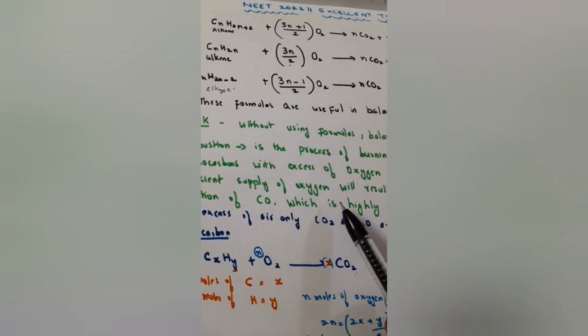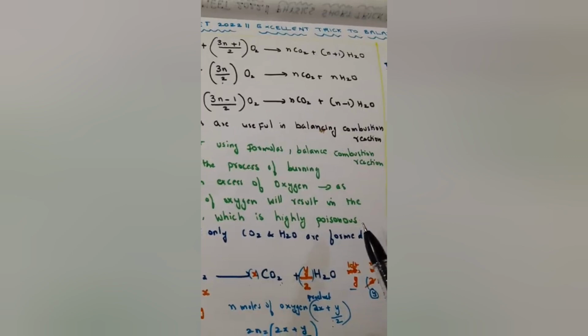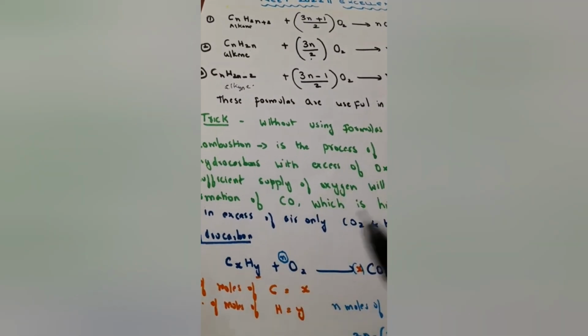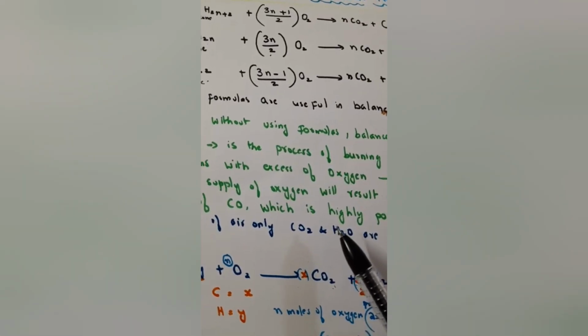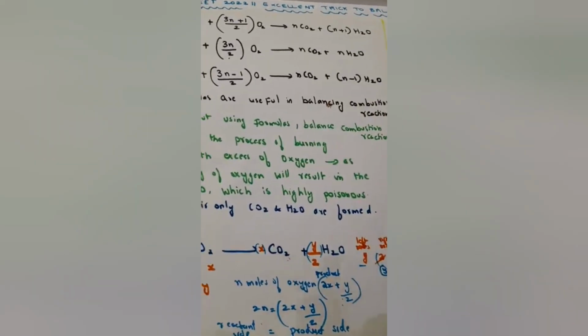If you burn hydrocarbons with an insufficient supply of oxygen, it will result in the formation of carbon monoxide instead of carbon dioxide. If carbon monoxide is formed, it is highly poisonous. That is why we must give excess of air to the hydrocarbon, because it will react fully to give carbon dioxide and water, because only in excess of air are carbon dioxide and water formed.